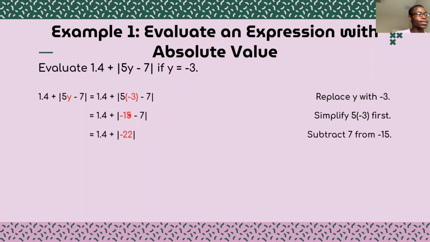And then we're supposed to subtract 7 from -15, which will leave us with -22 inside the absolute value. After that, we find the absolute value of -22, which is +22. And then we can add 1.4 plus 22, which will give us 23.4. So the value of 1.4 plus the absolute value of 5y minus 7 would give us 23.4.